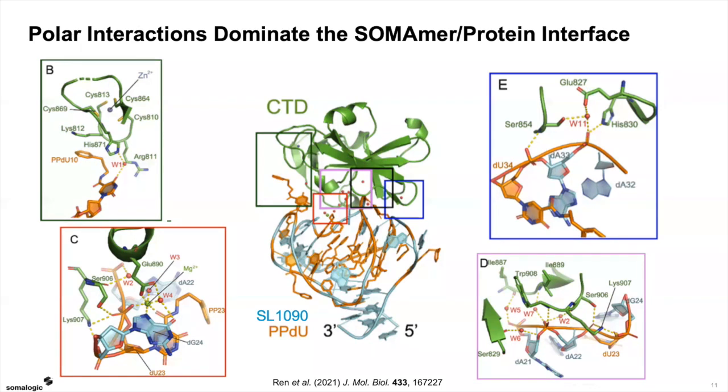And then in panels C, D, and E, you can really see this network of hydrogen bonding with the protein, primarily with the somomer backbone, as well as here with one base involved. And all of these interactions are mediated by water molecules, or in this case, a magnesium ion.